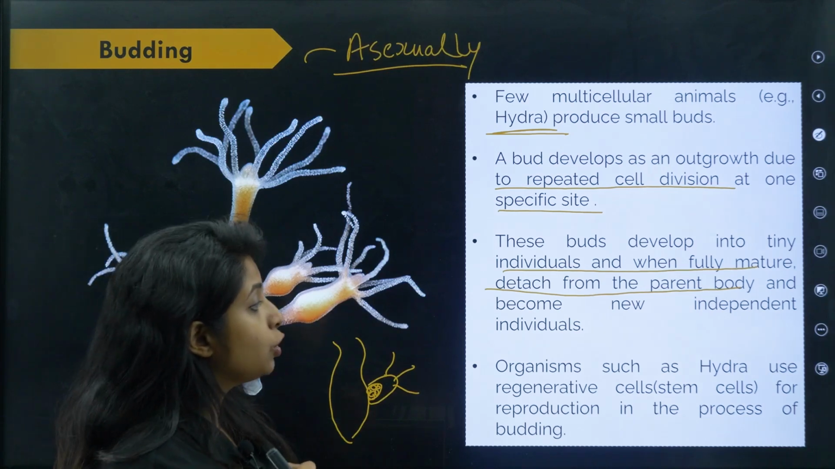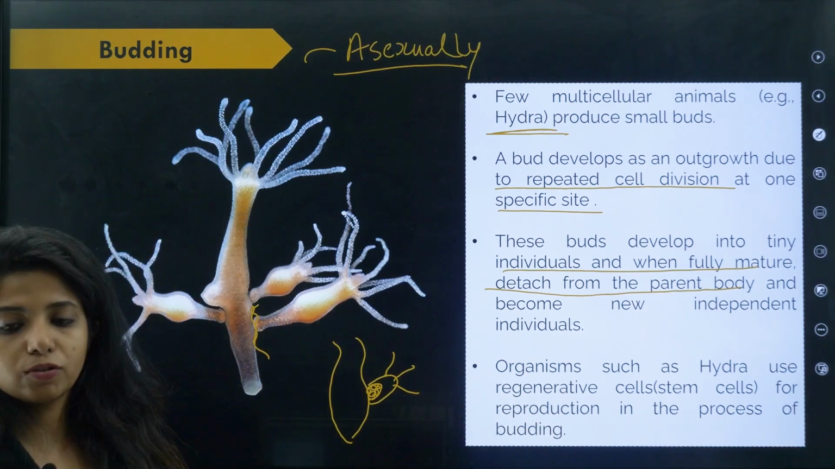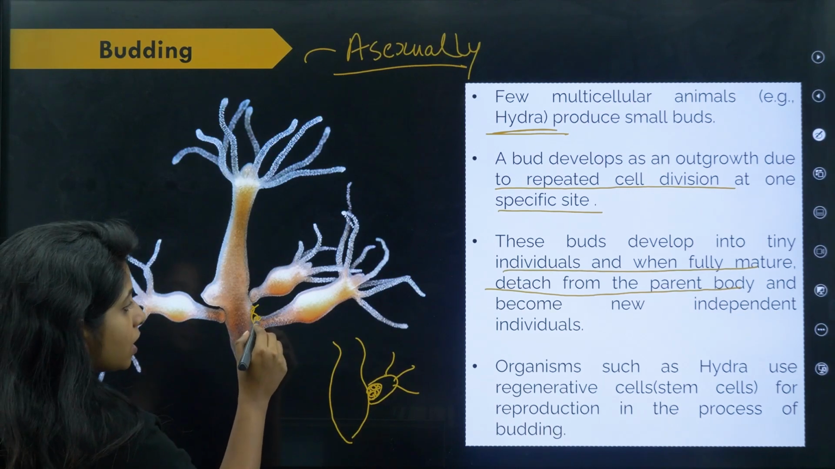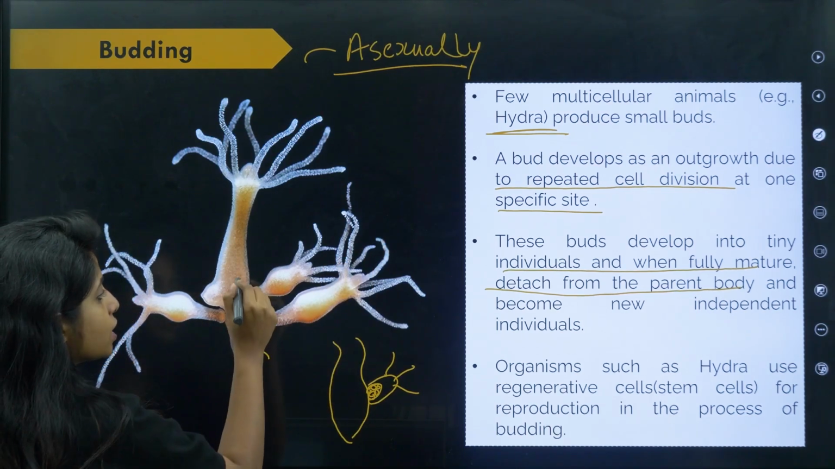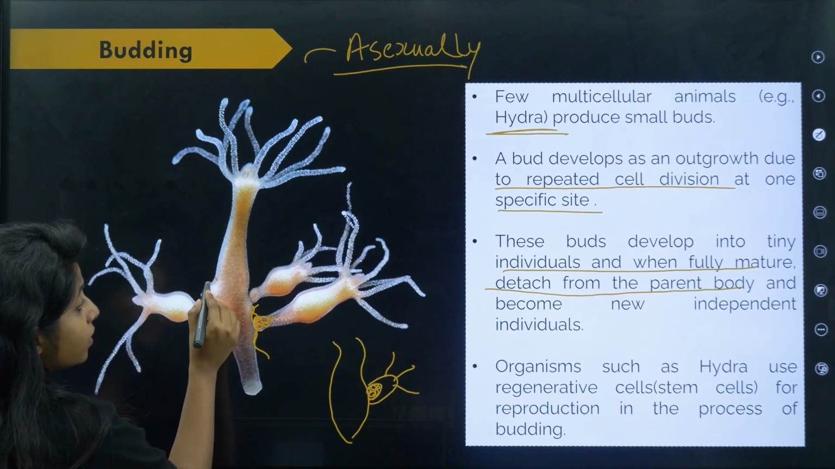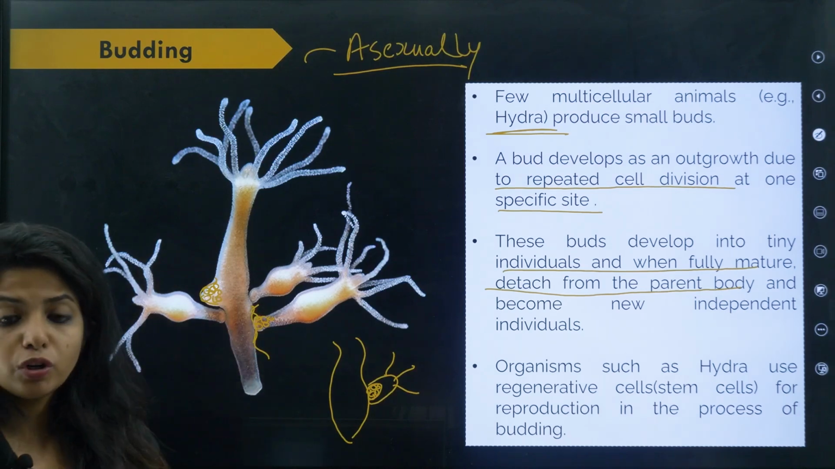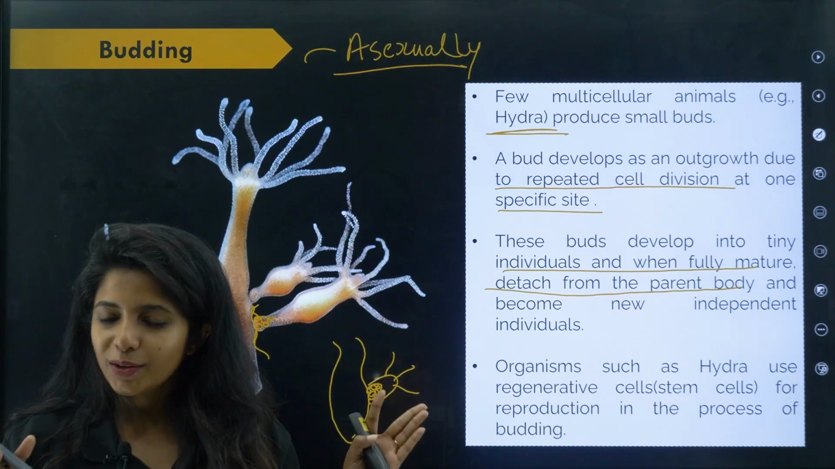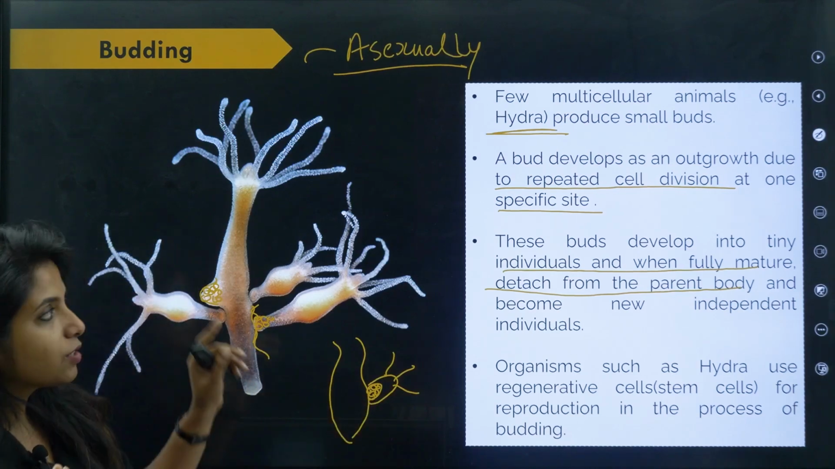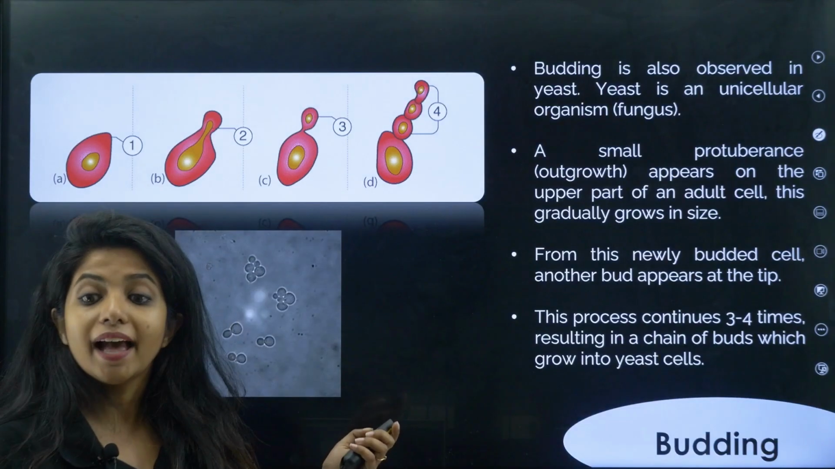Organisms such as Hydra use regenerative cells or stem cells for reproduction in the process of budding. If stem cells are not there, they won't be able to make a whole new organism like this. So this area from where they are forming the bud, as you can see over here, will be rich in stem cells or regenerative cells, which have the power to continuously divide and form a whole new organism just like them. So that is one thing. Budding is shown by what, children? Hydra. Please remember the examples and the methods.